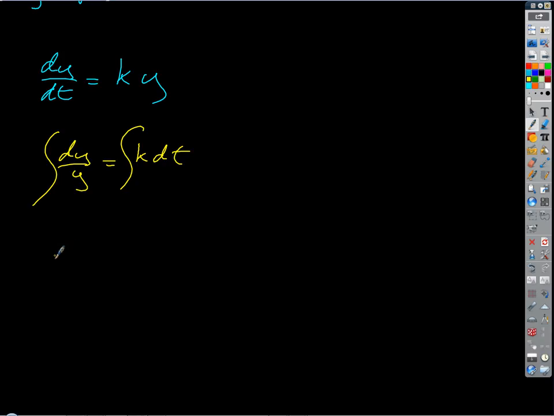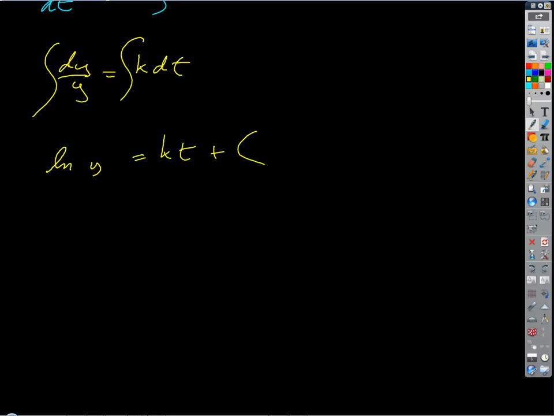Isn't that just the natural log? Natural log of the absolute value of y, right? And then over here, I'm just going to get kt, and we'll lump a big constant together for the whole thing. Now, population is always non-negative, isn't it? So I don't need the absolute value bars. Tell me when everybody feels perfectly comfortable with that. Are we good? Okay.